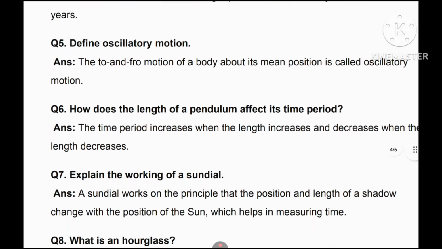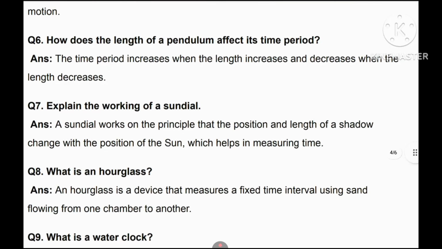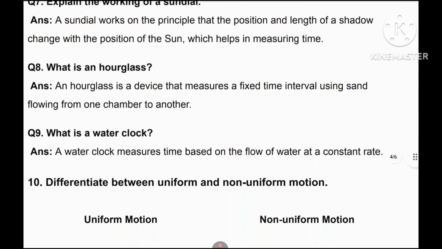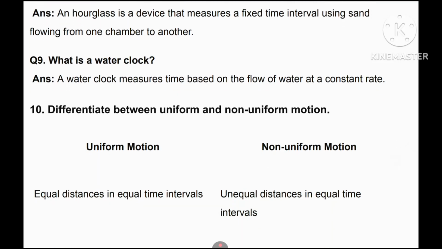Define oscillatory motion. The to and fro motion of a body about its mean position is called oscillatory motion. How does the length of a pendulum affect its time period? The time period increases when the length increases and decreases when the length decreases. Explain the working of a sundial. A sundial works on the principle that the position and length of a shadow change with the position of the sun, which helps in measuring time. What is an hourglass? An hourglass is a device that measures a fixed time interval using sand flowing from one chamber to another. What is a water clock? A water clock measures time based on the flow of water at a constant rate.